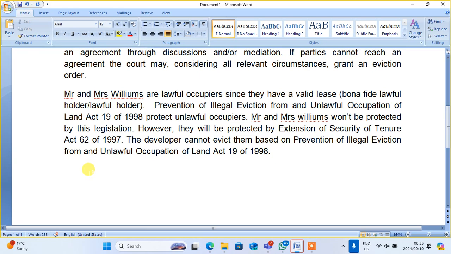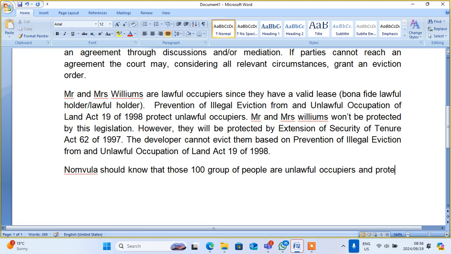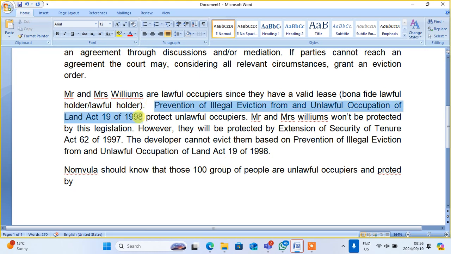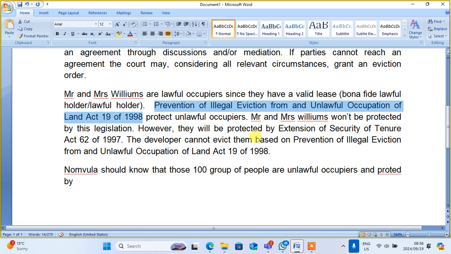You must firstly say that Nomvula should know that those 100 group of people are unlawful occupiers and protected by the Prevention of Illegal Eviction Act, because they are unlawful. If they were lawful, we would be talking about the Extension of Security of Tenure Act. But because they are unlawful, we have to use the Prevention of Illegal Eviction Act.